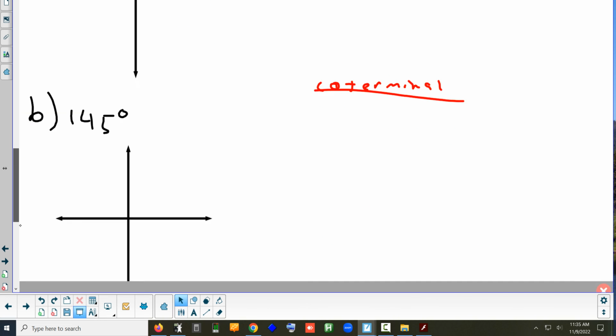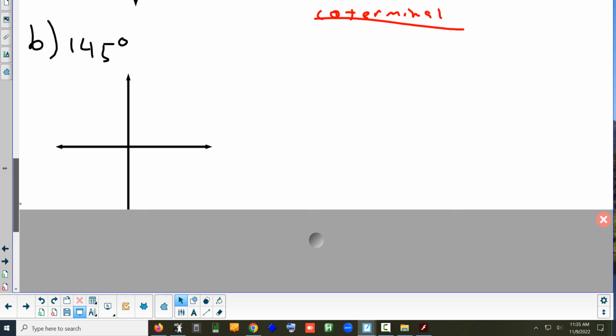390 and negative 330. Okay, 145. Where's my terminal side going to be for that one? All right, we'll start with that. It's going to be in the second quadrant. Closer to 90? Closer to 180? Yeah, it's a little closer to 180. 135 would be right in the middle of 90 and 180. So 145 is 10 degrees past the center. Maybe like that. So there's 145.